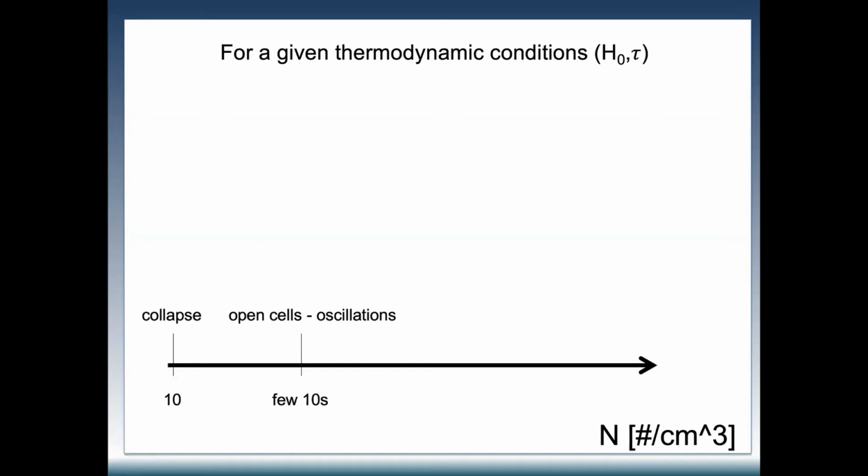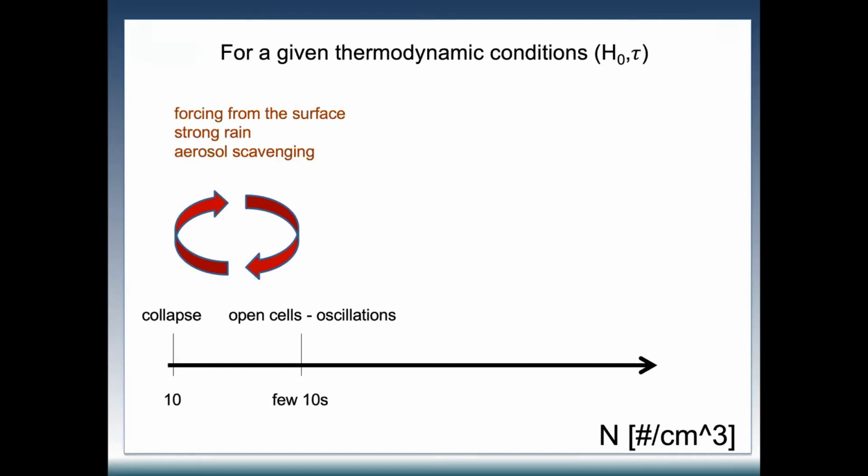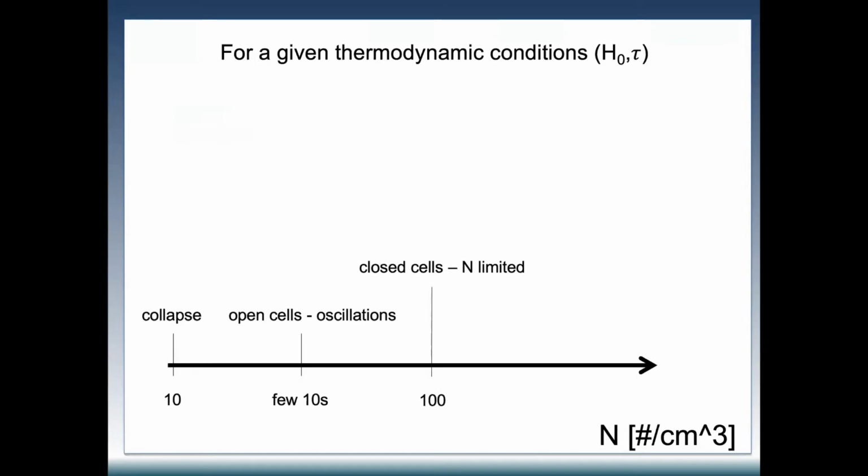Why? Because once you get oscillations, you get clouds, there is a relatively strong rain, and then you have washout, and then from a few tens of CCN per cc, you move to much less, and then the system again collapses. Okay, so the system wants to be locked in this mode. This is my point.